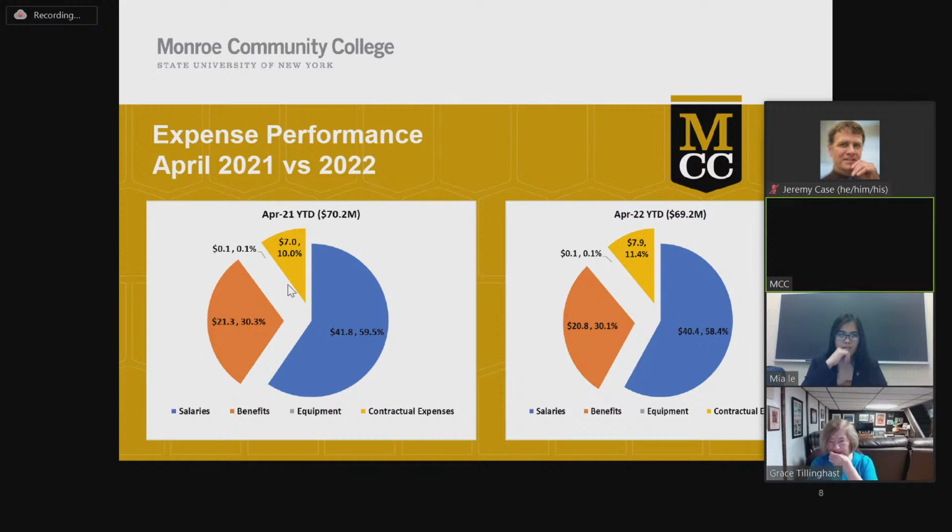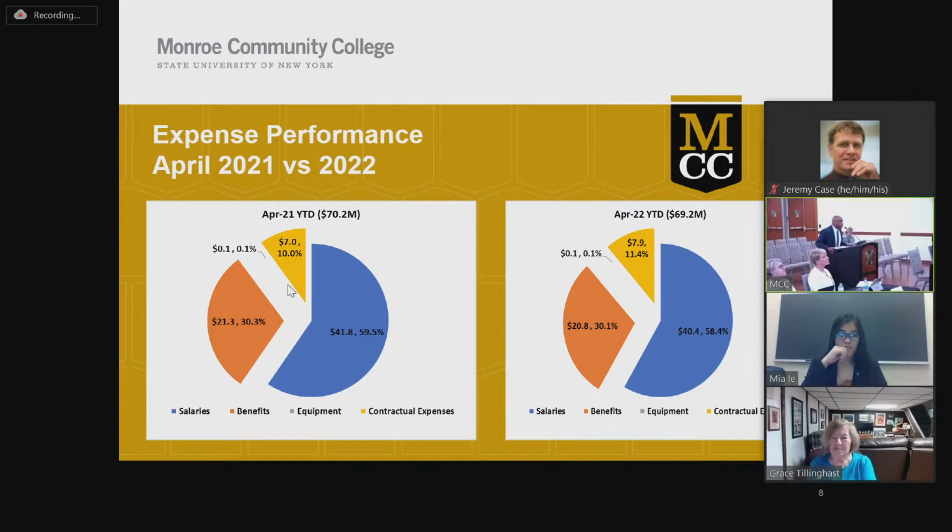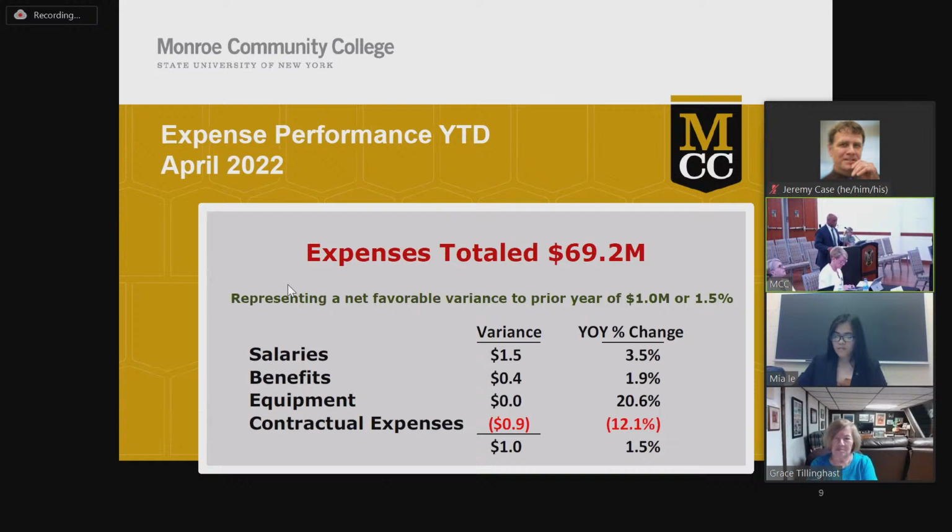Here we see the contractual expenses, and that has been because of utilities, because we're returning to campus and trying to be as robust as we can. So increasing utilities is really what you're seeing there in the contractual expenses. Here's just another breakdown of that. Again, we see the 12.1% differentiation in contract expense. Again, that's primarily utilities increases.